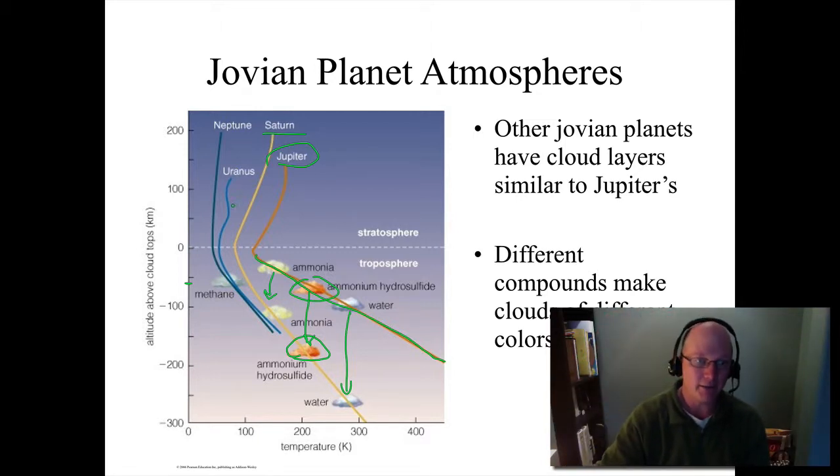And if you look at something like Uranus and Neptune, in order to get down to these cloud decks, we have methane clouds, you can see, and you get a lot of methane absorption. We don't really see the ammonia compounds. We should be able to see those.